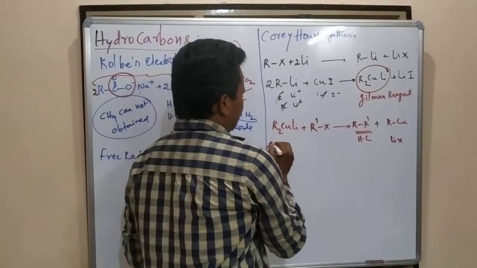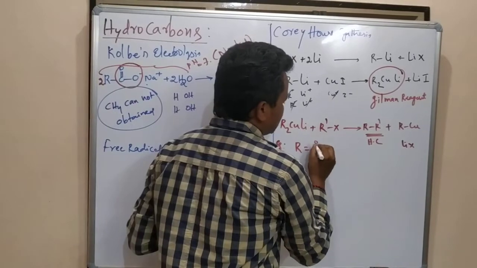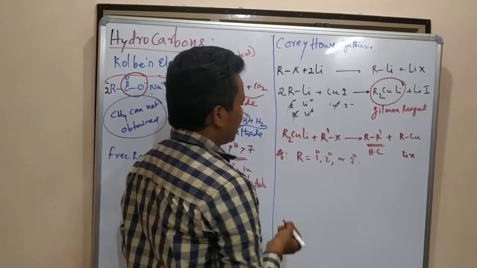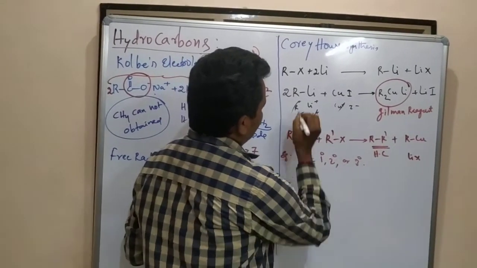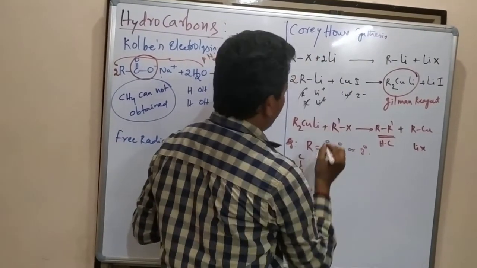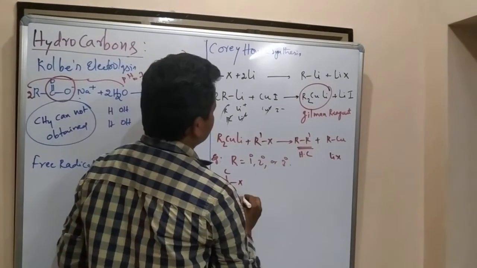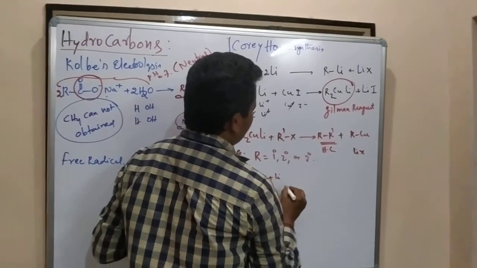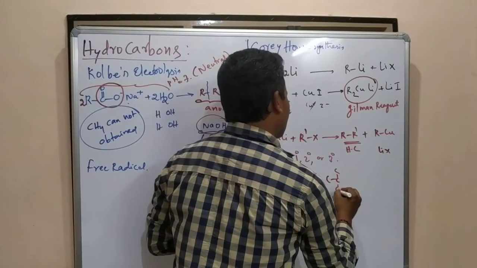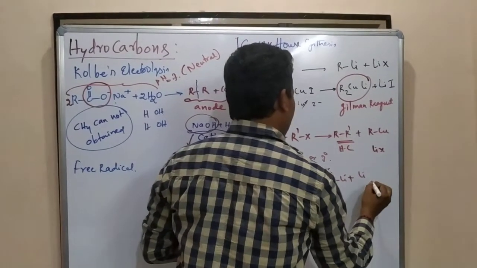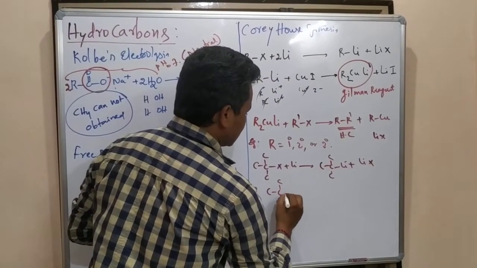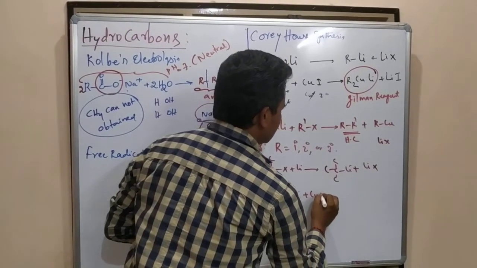In any case, this R group may be primary, secondary, or tertiary. Any one we can take here. For example, they are taking a reaction like this. I am taking any alkyl halide as the starting material with some X. After that, lithium is there. What is coming here, what can I write here? Carbon with lithium, LiX is coming out. Again 2 times, you have to do lithium plus CuI.